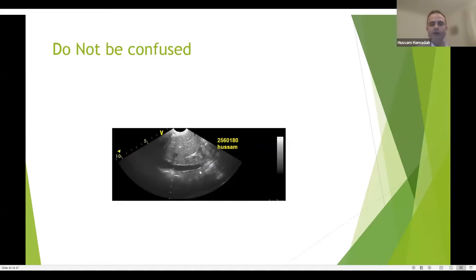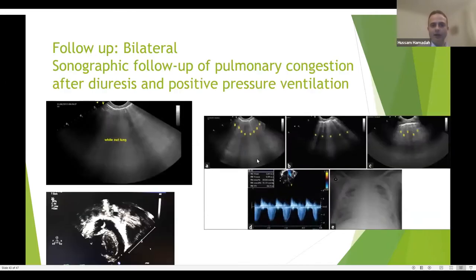Put in your mind, not everything black is fluid. For example, this is a liver shadow here, and this is an IVC. Don't be confused and say, oh, I have abdominal collection. Put color flow always and check whether this is fluid, simple fluid, or this is blood in the vessels.